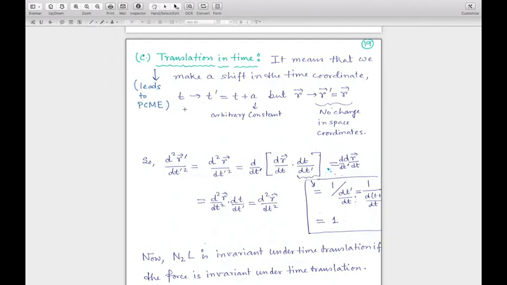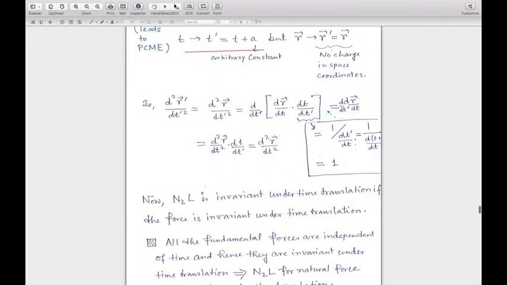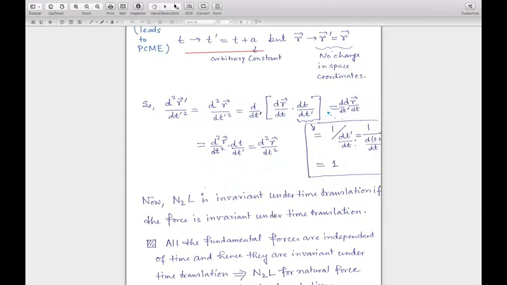Again t is translated by a constant amount, right? And r goes to r prime, which is exactly equal to r. So nothing to worry about this. So d2r prime dt2, by doing the chain rule of differentiation, you can simply show this. I have shown it in detail; you can have a look later. You can simply show that this is exactly equal to d2r dt2. Okay, so the acceleration does not change.